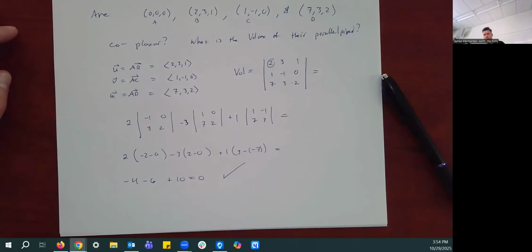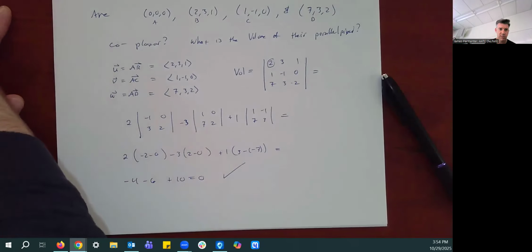All right, where are we going next? Not there. Ah, yes, lines.